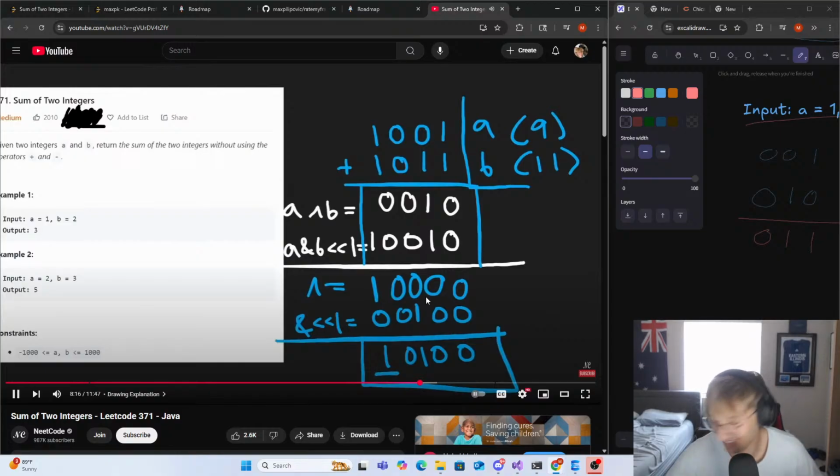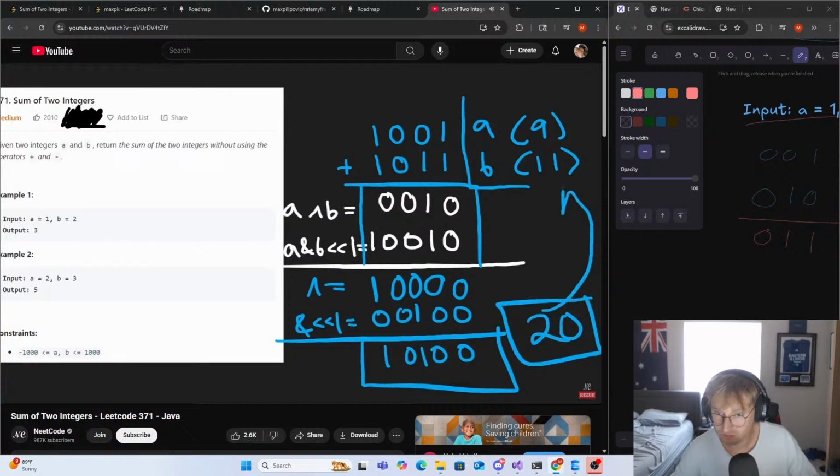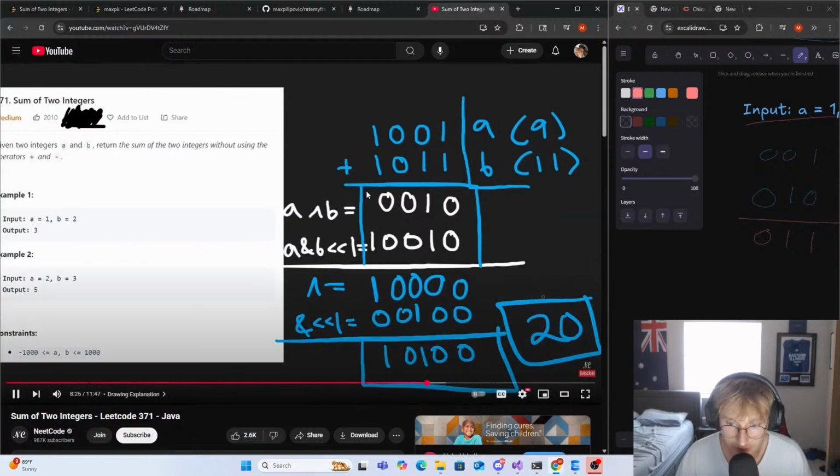Well, it's 16 plus 4, which is 20, which is exactly what we were looking for, right? Because we were adding 9 plus 11. So I hope that this makes sense, and I hope you kind of understand why it works. So now we can get into the code.